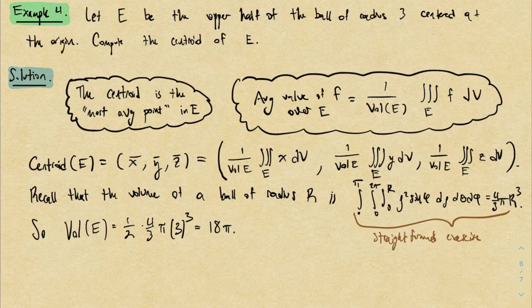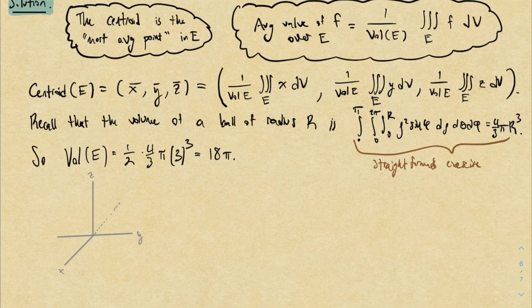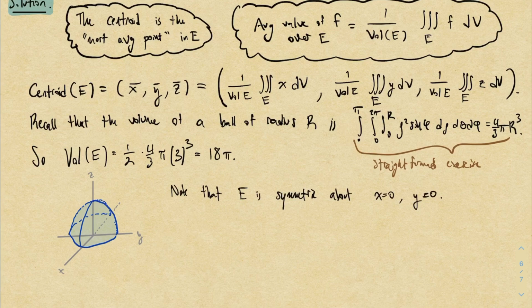So moving on, we need to compute x bar, y bar, and z bar. Next, I'll make another really clever observation that will save us a lot of work. In particular, for x and y, we can exploit symmetry of the region. This half ball that we care about is symmetric about the planes x equals 0 and y equals 0.